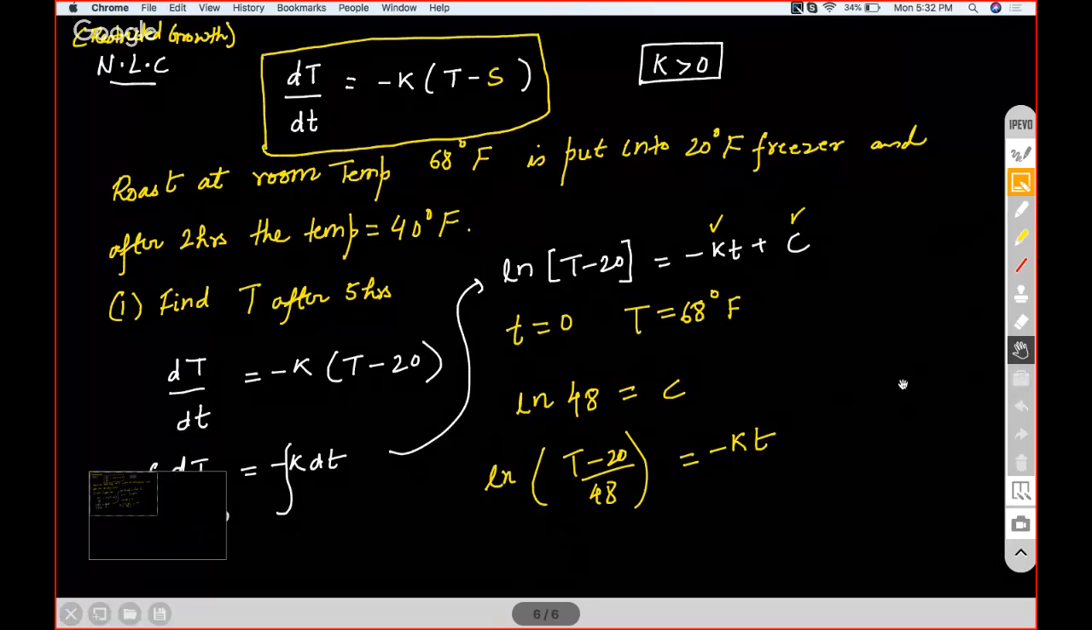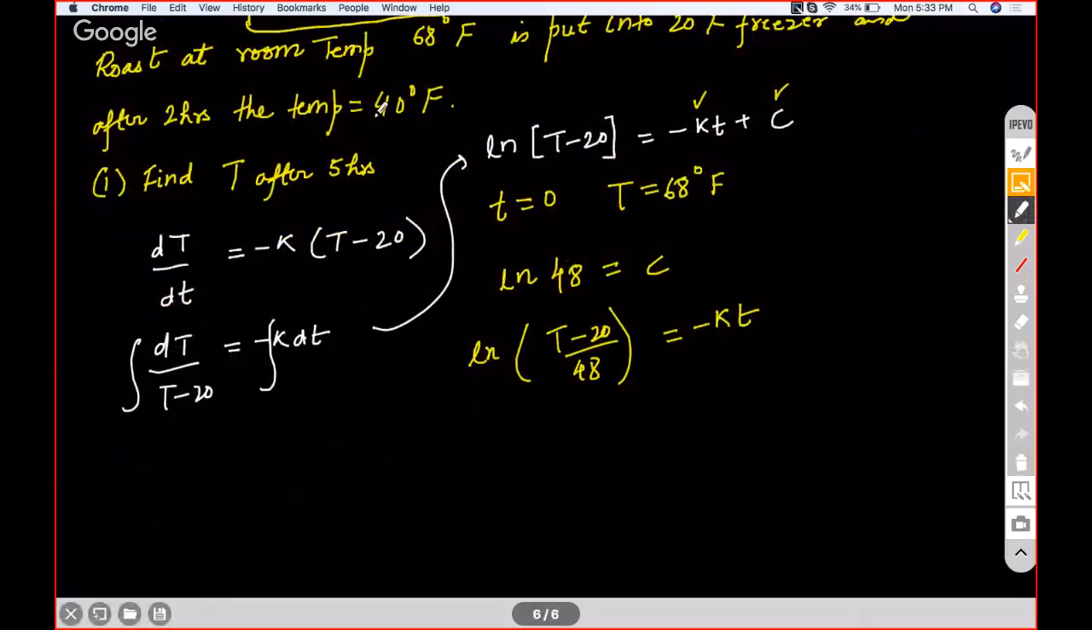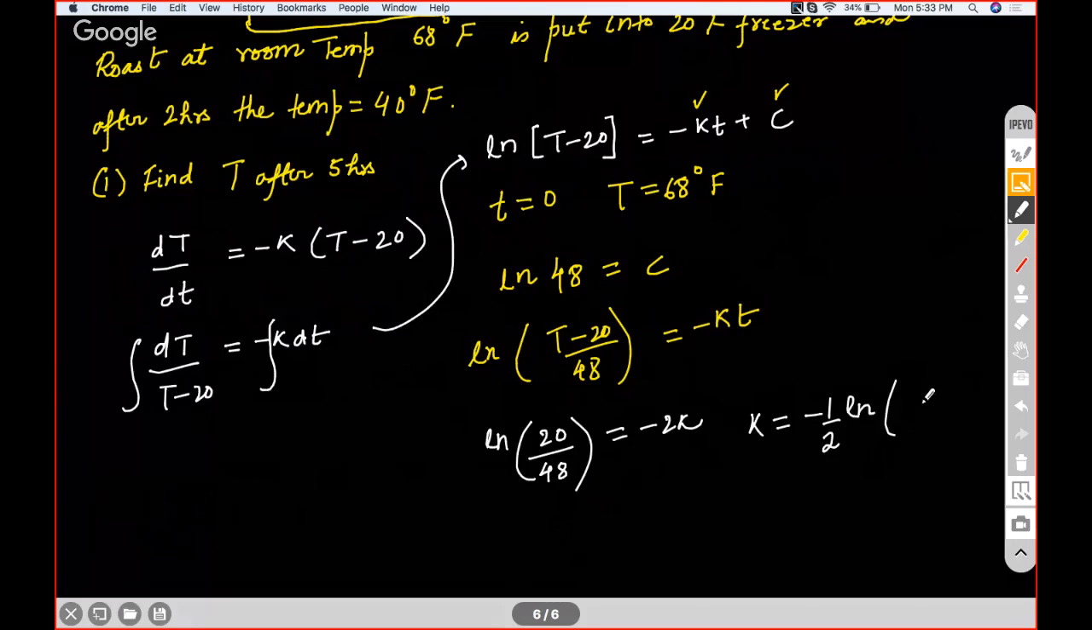Can I find the value of K by using the fact that after 2 hours T becomes 40? So K would be negative half ln of 20 by 48. Can you tell me the value right now so that I can use it?